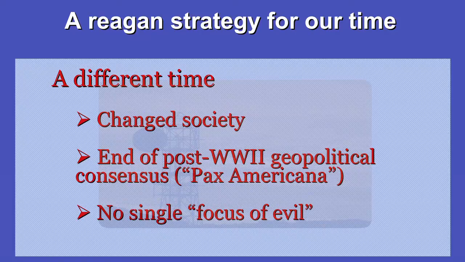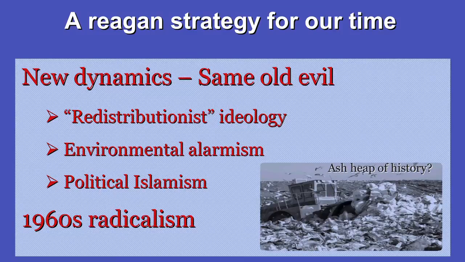Reagan was able to identify a single focus of evil. We have a much changed situation here because there isn't a single focus of evil. So that's going to change some of the ways that we look at things. That being said, it's the same old evil that's out there. Redistributionism. We see it through environmental alarmism, which I think everyone here is well aware is a method of gaining political control of as many people as possible. Political Islamism, that's another way of trying to gain control of people. And in the 1960s, radicalism in the United States, that, of course, is headed for the ash heap of history. Unfortunately, it's in the White House right now, but it is headed for the ash heap of history. Its last sad chapter is even now being written.